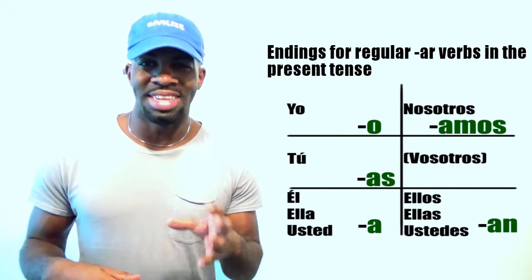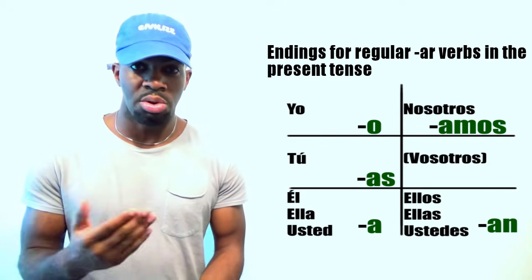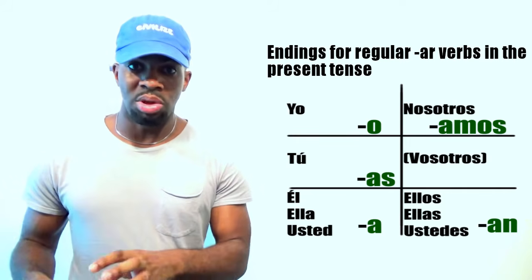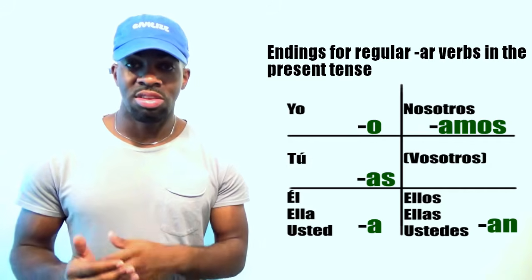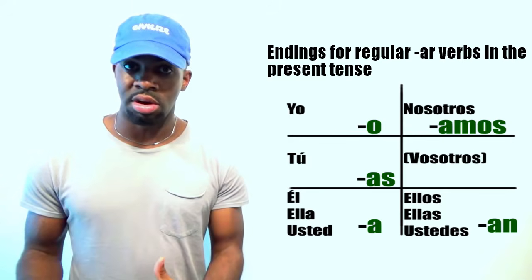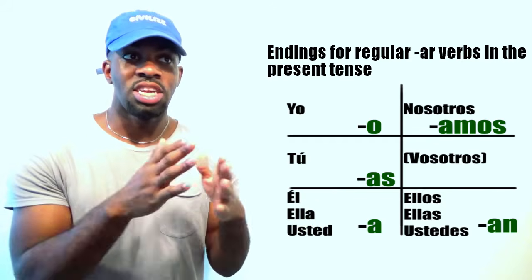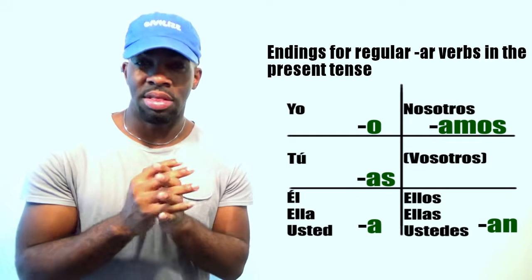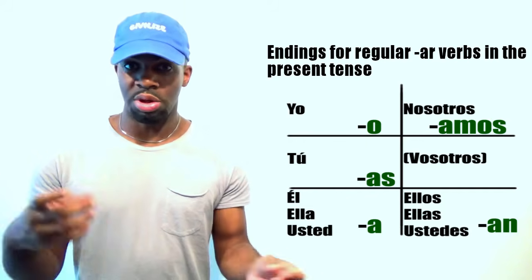What we're gonna add now are the actual endings that apply to this chart. I'm gonna explain it in detail later, how to exactly use this, but for now, just write it down so that you know the endings that go along with these personal pronouns. So when you have an AR verb in the present tense, and it's a regular AR verb, you will have the word yo, and the conjugation of the AR verb, the ending that you're going to add will be o. So yo goes with o.